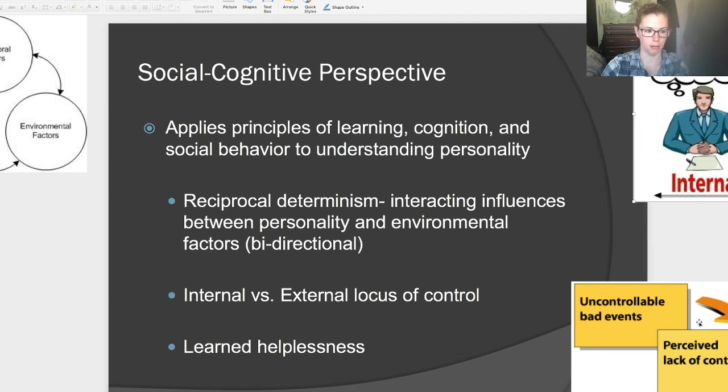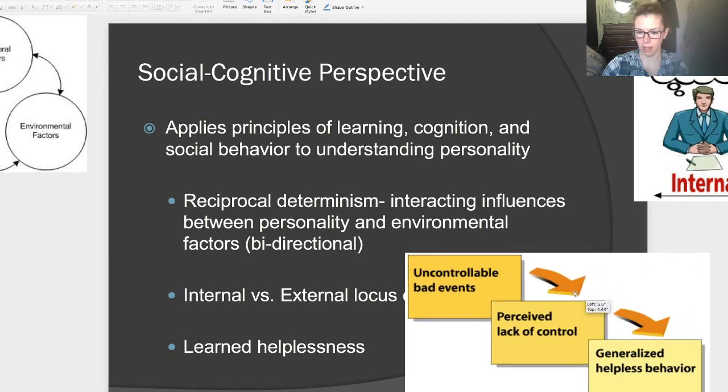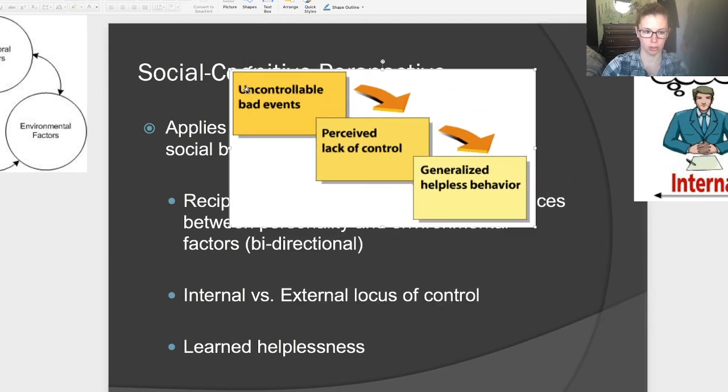part of, or the next concept in the social cognitive perspective is learned helplessness, which is really an extreme of an external locus of control. Basically, when uncontrollable bad events happen, you have a perceived lack of control, so external locus of control, and then you demonstrate generalized helpless behavior. So if nothing you do matters, why would you even do anything? And that generalized helpless behavior really hurts the individual, because obviously if you're not doing anything to get where you want to go, you're not going to get there.